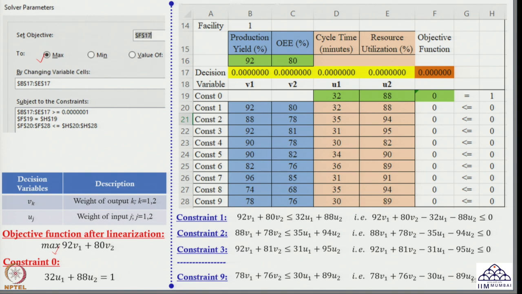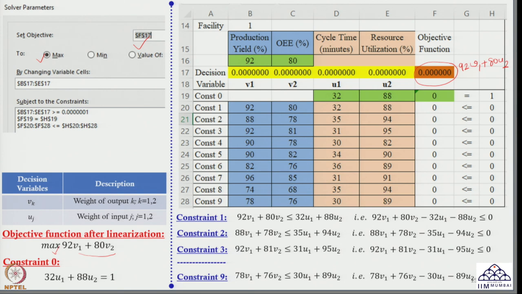So, what do I want to maximize? 92 V1 plus 80 V2. What is this term? This term is nothing but this cell, F17. So F17 is nothing but 92 into V1 plus 80 into V2. So this cell I want to maximize, that is what we have written, F17.